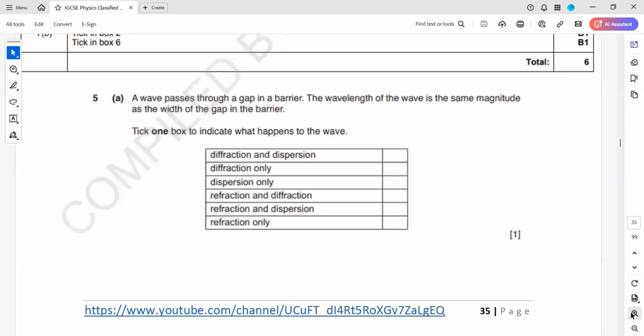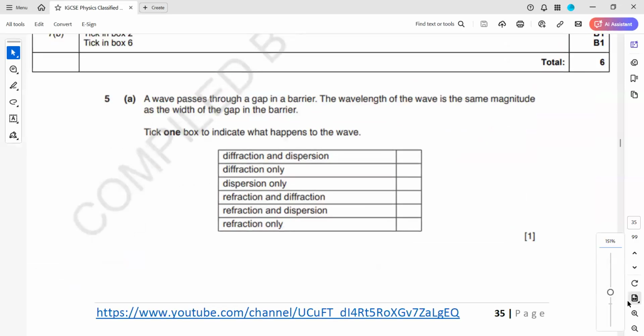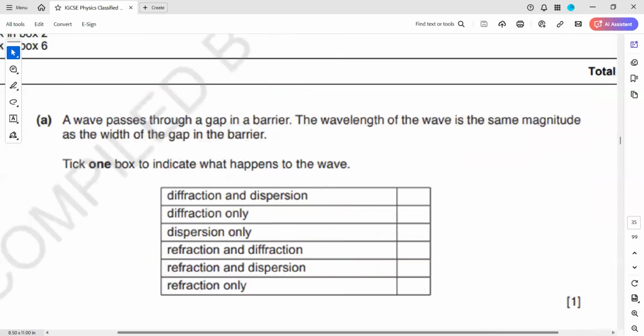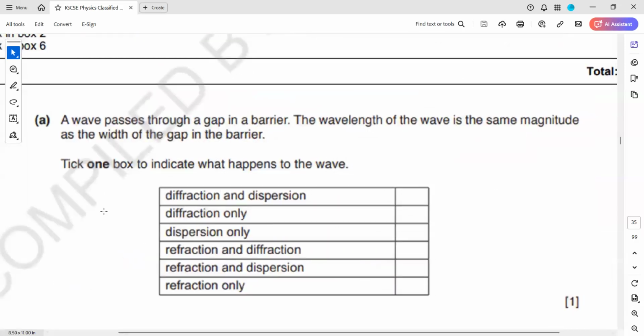The next question: a wave passes through a gap in a barrier and the wavelength is the same as the width of the gap in the barrier. Tick one box to indicate what happened. Whenever a wave is passing through a gap, does it diffract and disperse?